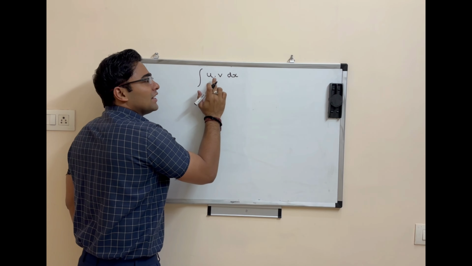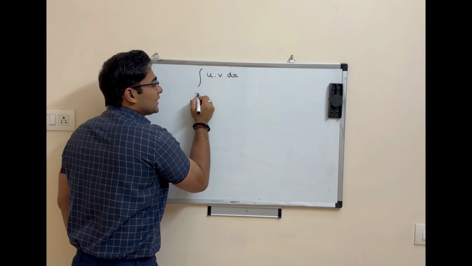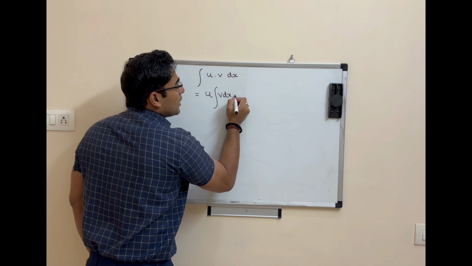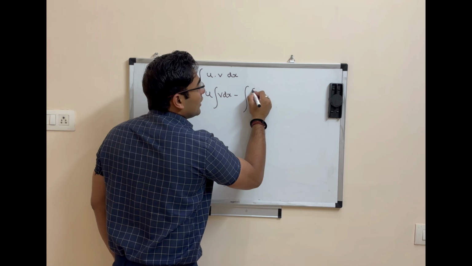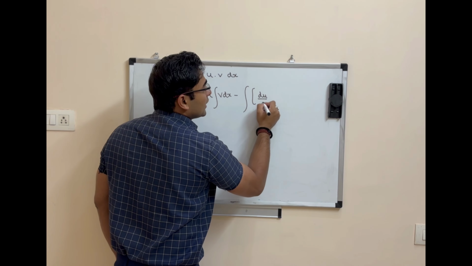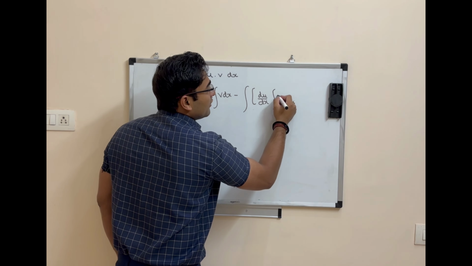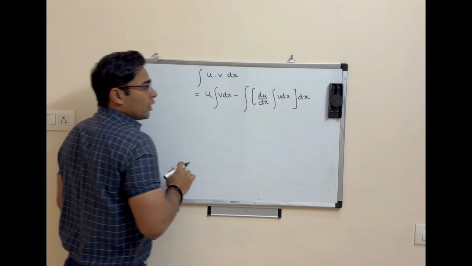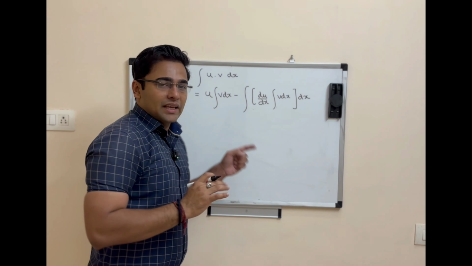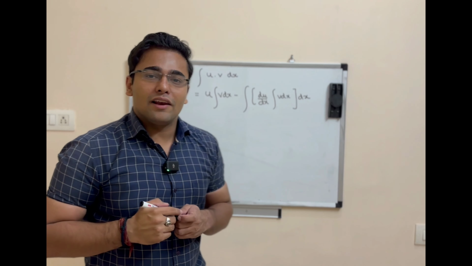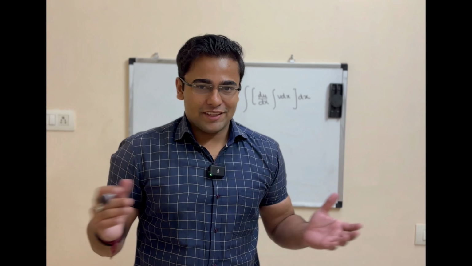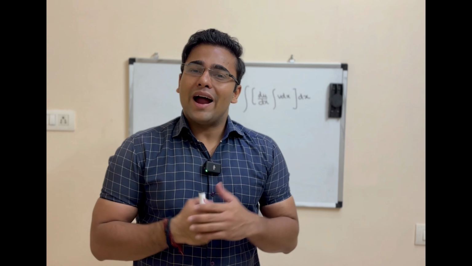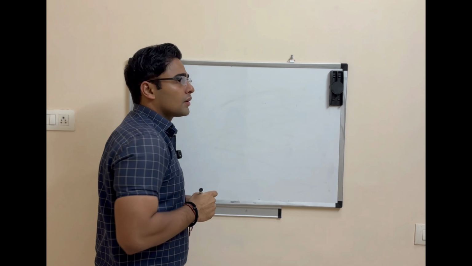The integral of u v dx is nothing but u times the integral of v dx, minus the integral of (du/dx times the integral of v dx) dx. If you remember this, you will be able to tackle various integration problems within minutes. I'm going to give you basic examples to help you understand this concept.